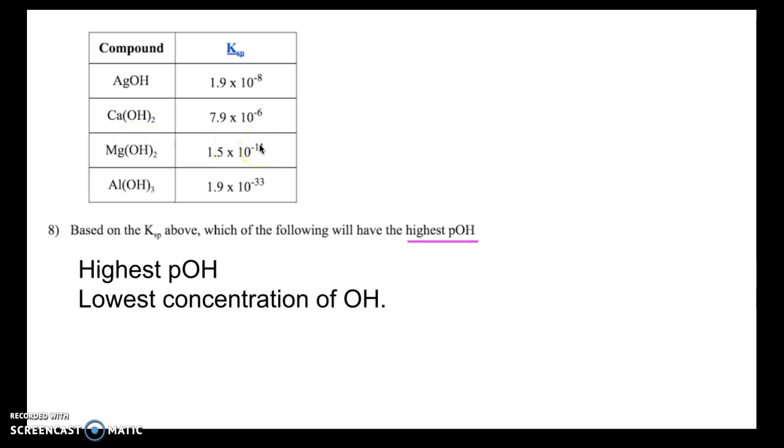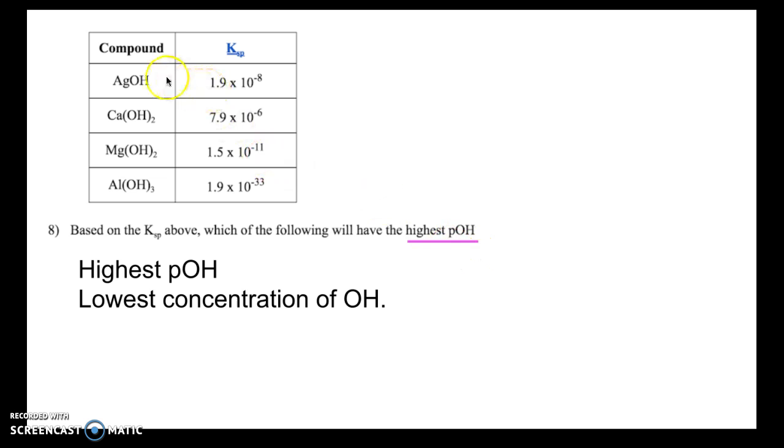It sort of works like the pH scale, whereas in the pH scale, the lower the pH, the more H plus. On the reverse side, the higher the pH, the less H plus. For pOH, it's similar. The lower the pOH, the more OH, and the higher the pOH, the less OH. So basically they go in opposite directions. If you look at what's after the P, whether it's H or OH, the higher it is, the less of that you have. So since we're looking at the highest pOH, we're looking at the lowest concentration of OH.